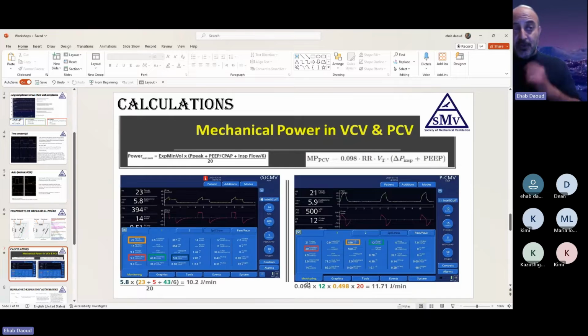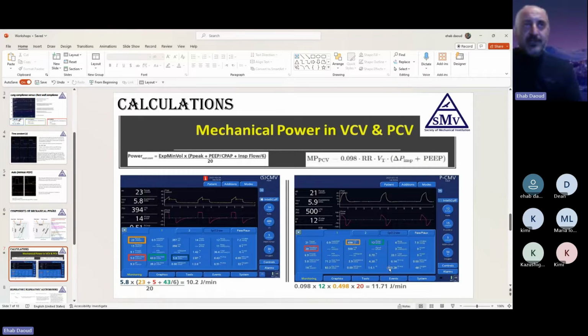So let's take a look at the numbers. 0.098 multiplied by respiratory rate of 12, multiplied by tidal volume, but here in liters. So the 500 will come to 0.5, multiplied by the peak inspiratory pressure, as you can see here, 20. So you come up with 11.71.